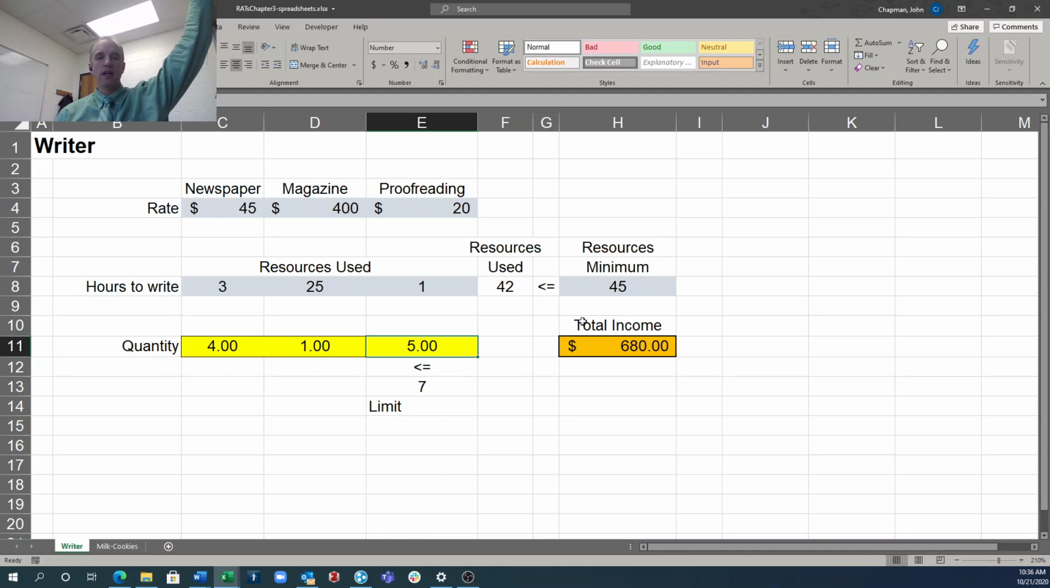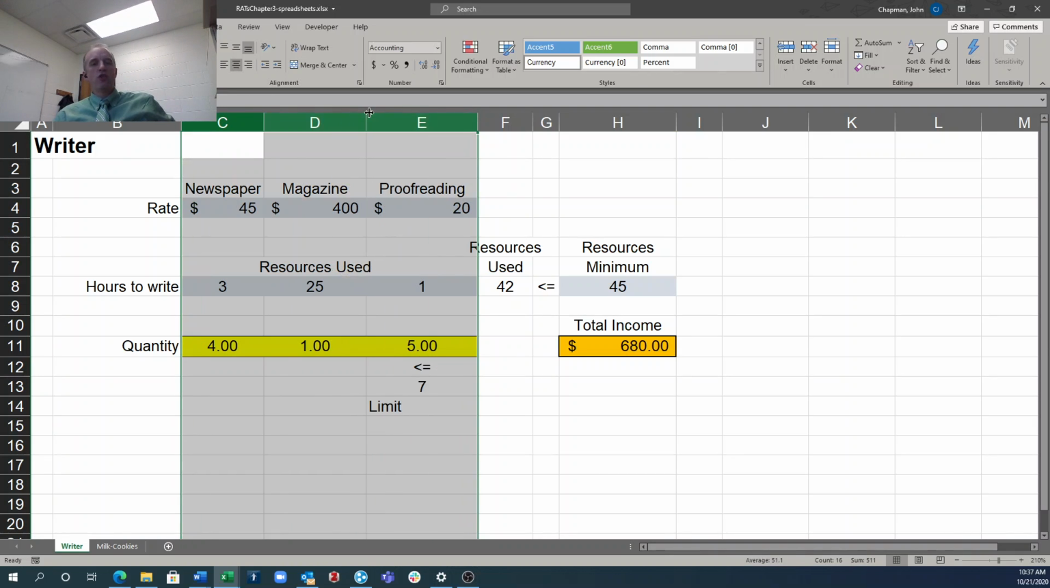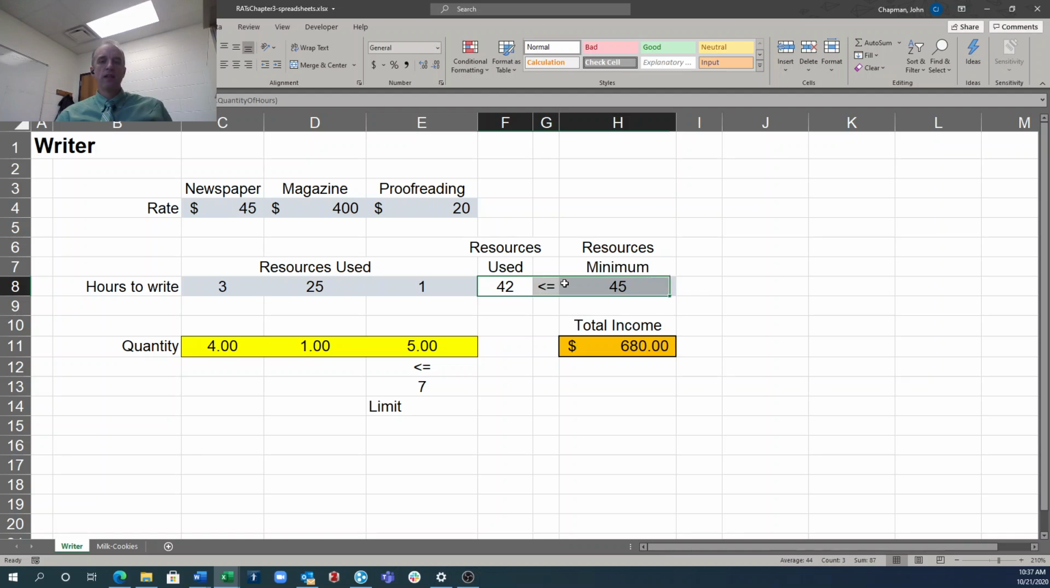And what we're trying to maximize here is her total income. So how do we maximize her total income if these are the three options she can choose from, and these are the limitations that she has with how to spend her time?